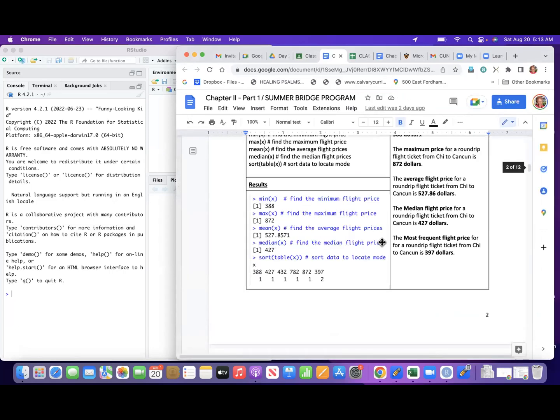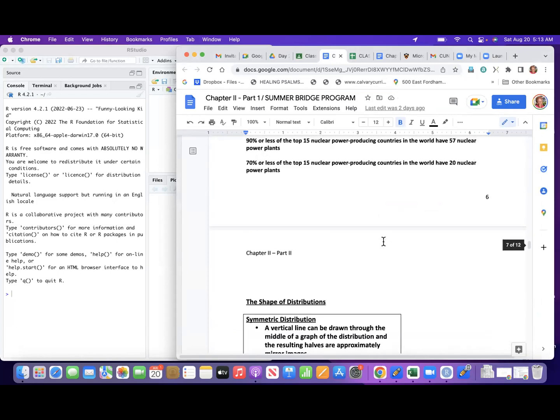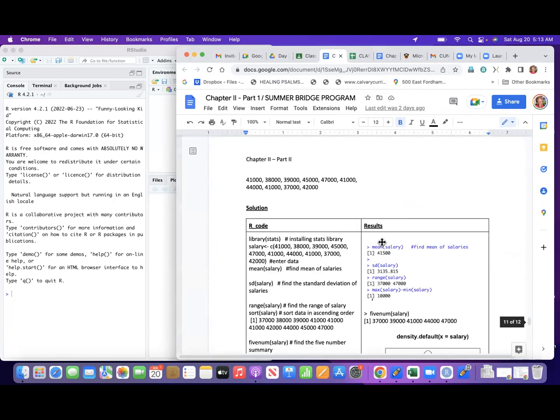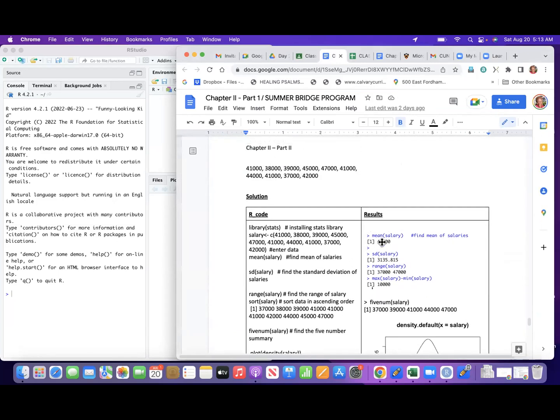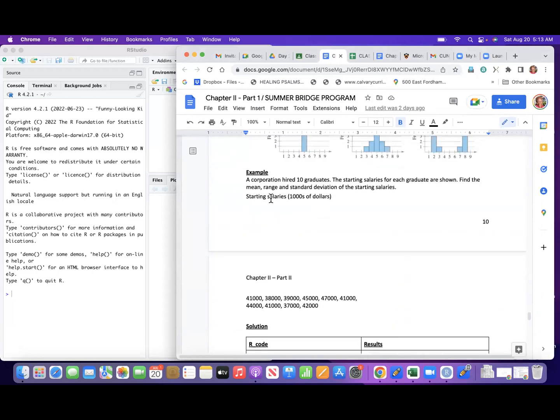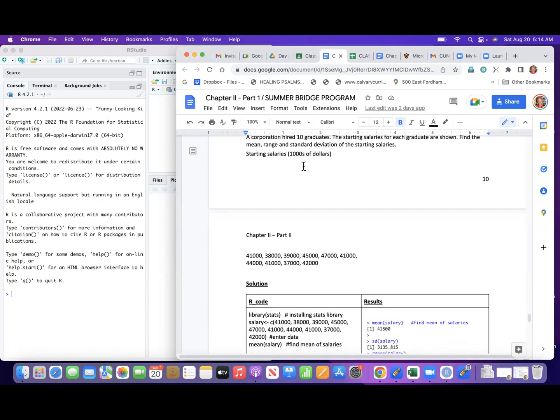Okay. So now let's look at another example. You are given that a corporation hired 10 graduates. The starting salaries for each graduate are shown. Find the mean, range, and standard deviation of the starting salary. As we find those things, we are also going to talk about them. What does it mean to us? So they gave you the salaries of 10 graduates for a corporation, yes?